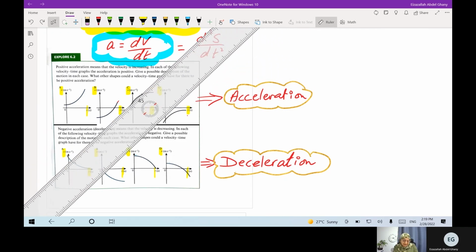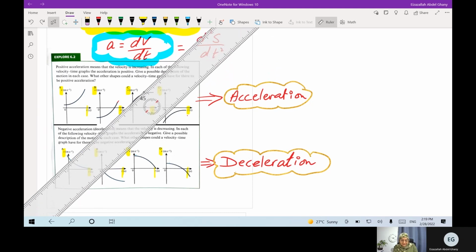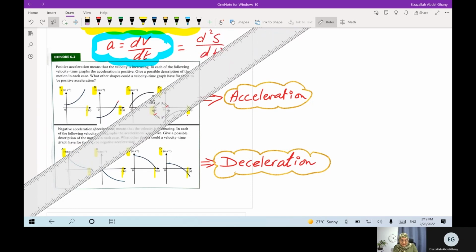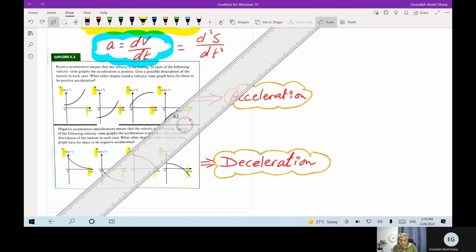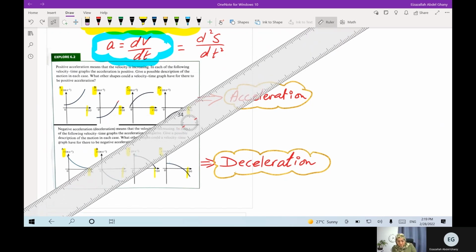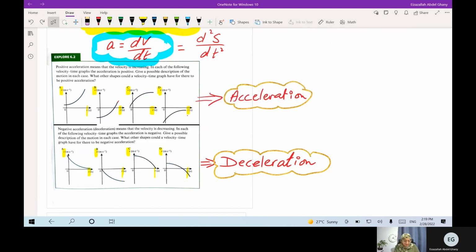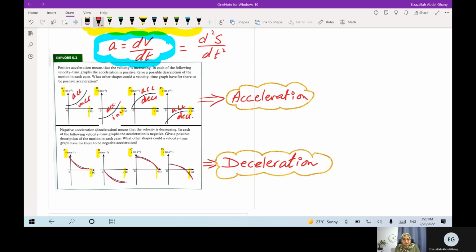On the contrary, in the third and fourth cases, we start with a steep gradient, and then it has less steepness. When you imagine touching the curve with your ruler and drawing a tangent, the steepness of the tangent is getting less. This means that in the first two, acceleration increases, and in the second two, they are also accelerating, but acceleration decreases.